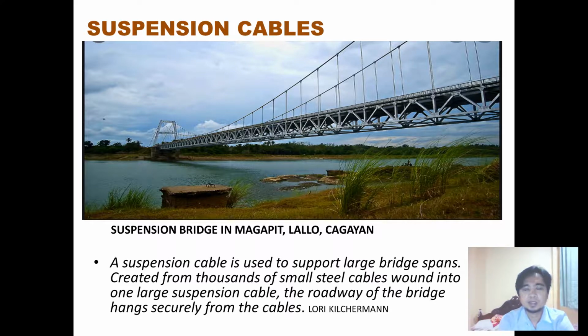However, with the feature of suspending a certain structure, we can avoid using a deeper member. Just use a cable. So a suspension cable is used to support a large bridge span, created from thousands of small steel cables wound into one large suspension cable. The roadway of a bridge hangs securely from the cable. So this came from Lori Kilcherman.